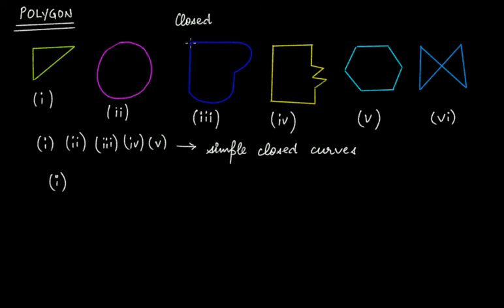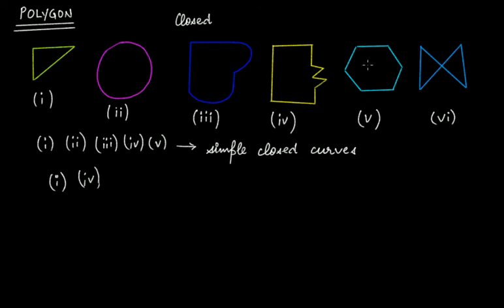This one, this is a straight line segment, then we have a curve, then again a straight line segment, and again we have a curve, and then a line segment. No, it's not only made up of line segments, it has curves also. What about this fourth one? This fourth one is only made up of line segments. These all are line segments. So the fourth one, and then we have the fifth one.